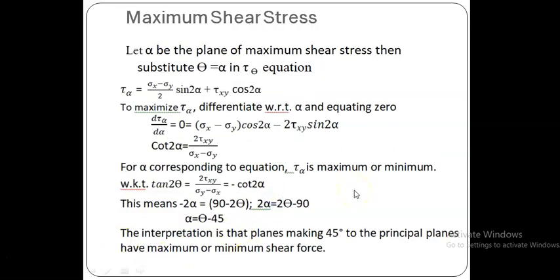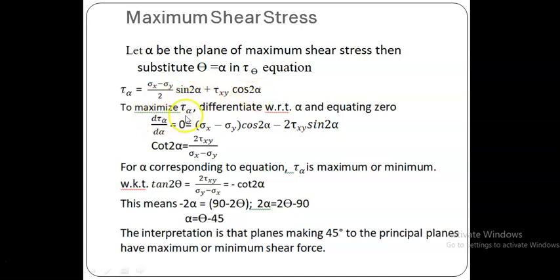Maximum shear stress. Let alpha be the plane of maximum shear stress. Then substitute theta equal to alpha in the tau theta equation. So where does the maximum shear stress occur? At which plane is the maximum shear stress acting? That can also be found. We just substitute alpha instead of theta in the tau theta equation, and therefore it becomes tau alpha equal to sigma x minus sigma y by 2 sin 2 alpha plus tau xy cos 2 alpha.